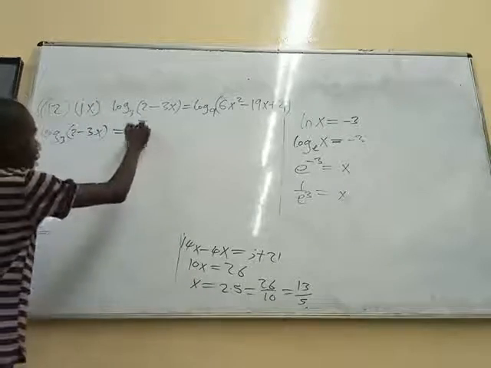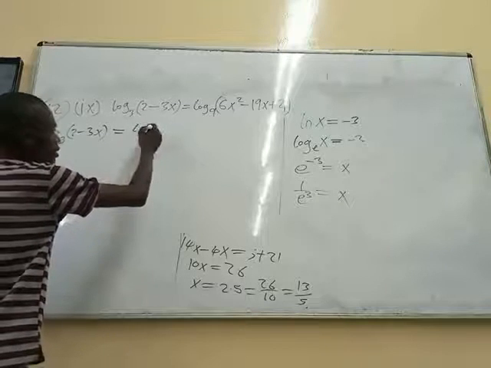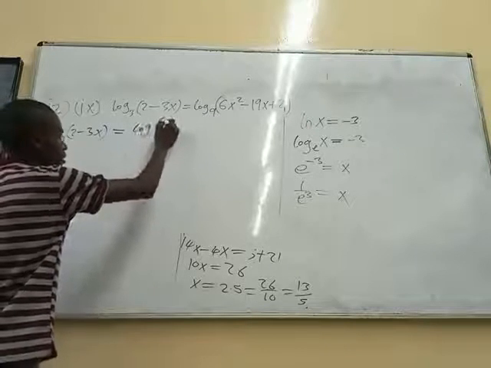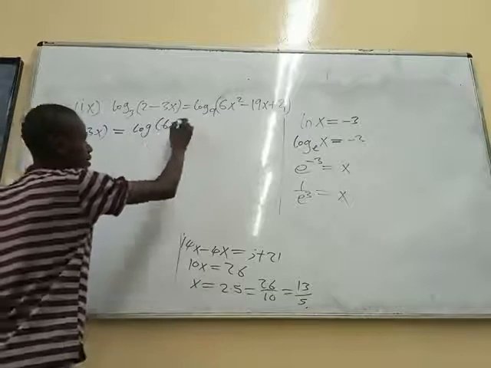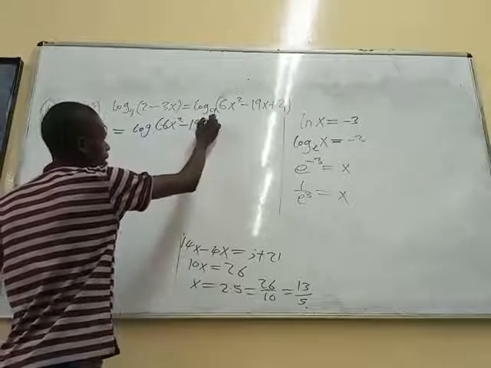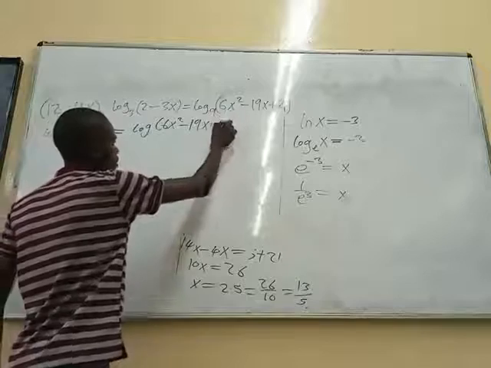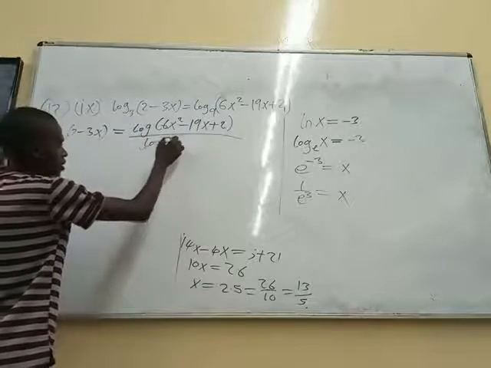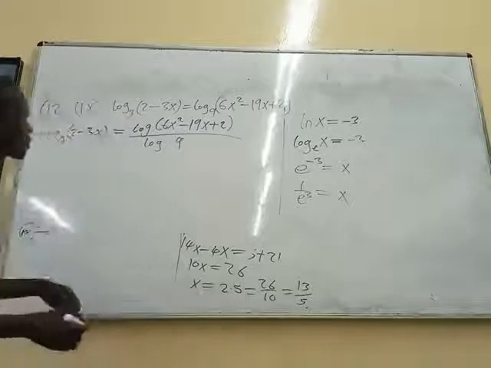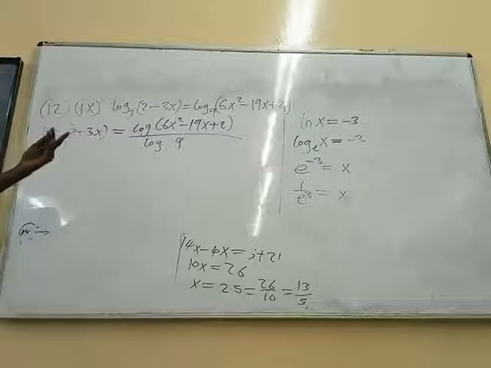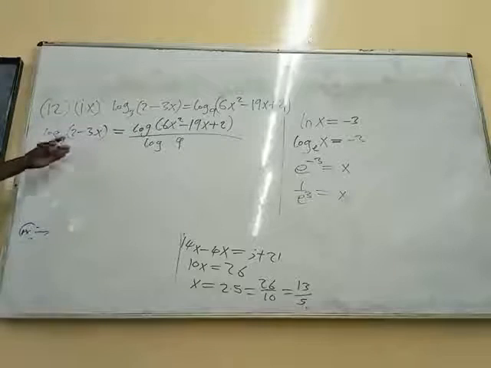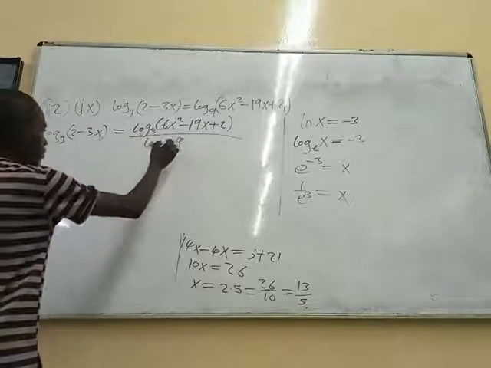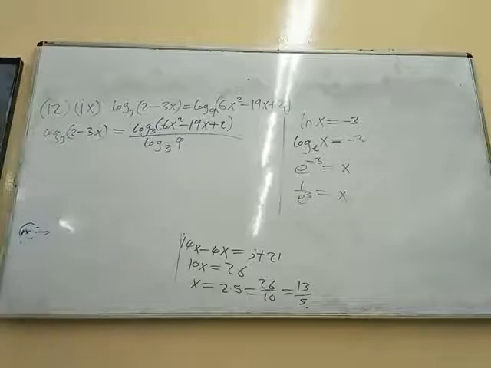the function then as the numerator, log 6x squared minus 19x plus 2, and then I will divide everything by log 9. And then I'm going to put any base of my choice there. And of course, since I want to change it to base 3, I'm going to put 3 there. So that's how you change the bases of the logarithm.